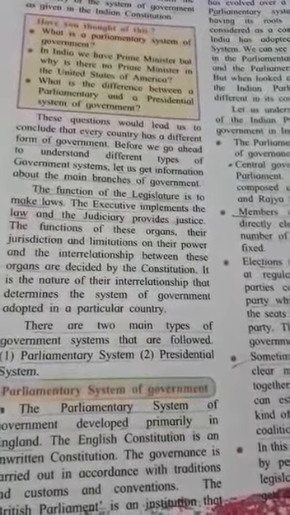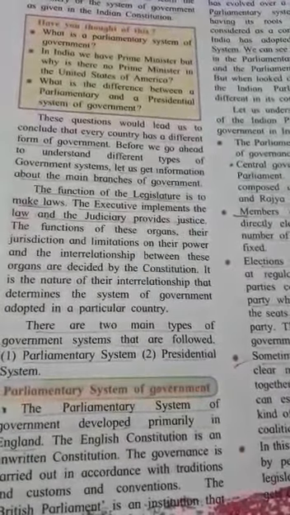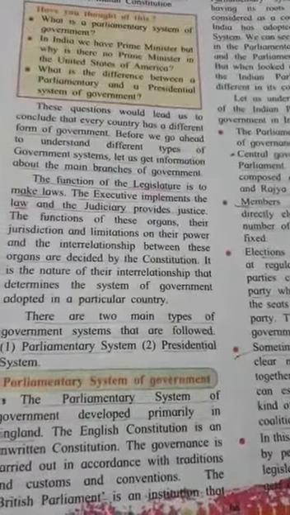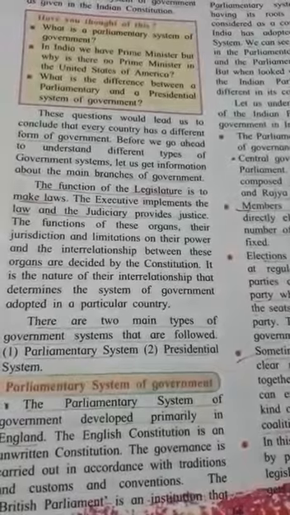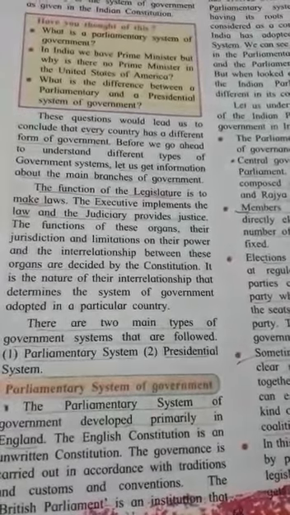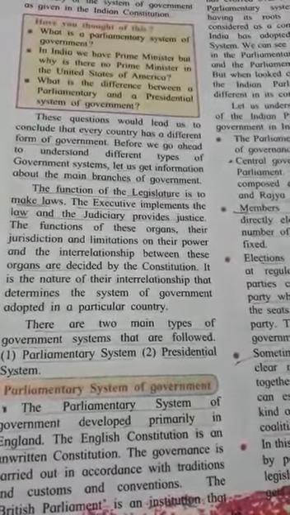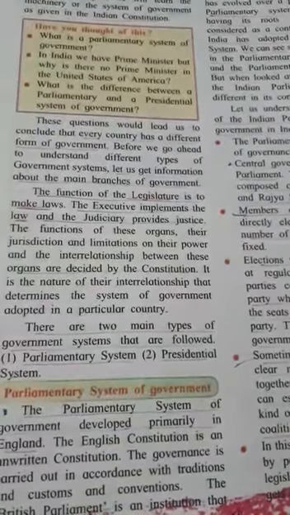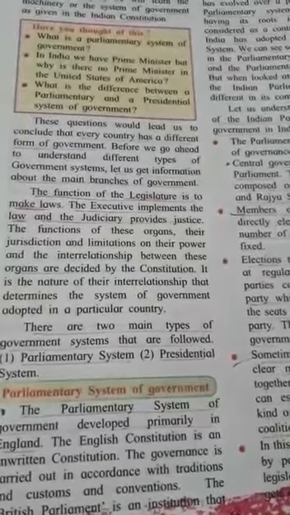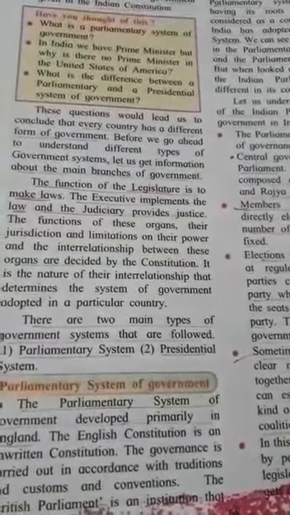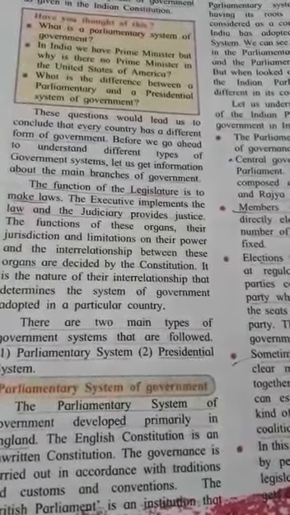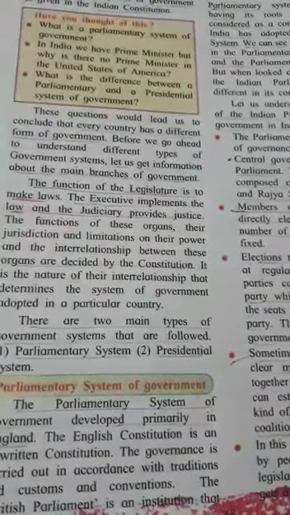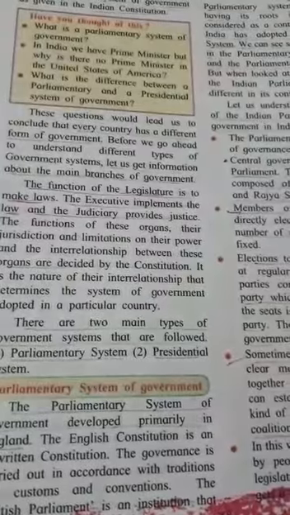In the government there are the Council of Ministers and there are the executive members, the judiciary members, and we will study the type of government. We'll study about the parliamentary system and the presidential system, and we'll see how the prime minister is elected and what are the works done by the prime minister.